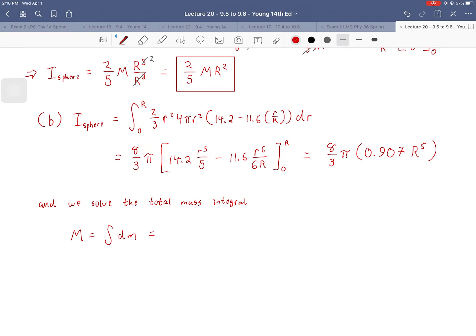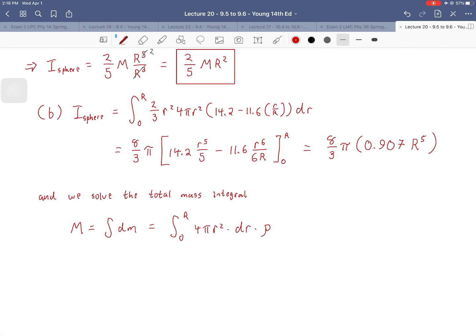Well, that's just going to be the integral of dm, which will then be the integral from 0 to r of 4 pi r squared times dr times rho. Okay, because that's it, right? That's the mass of each shell. Notice too that I don't have to do any hand waving here. I don't have to worry about integrating over shells, because for the moment of inertia, the shape mattered. For the mass, the shape doesn't matter. I just need to find the total mass. So here it really is just integrating the mass of each shell.